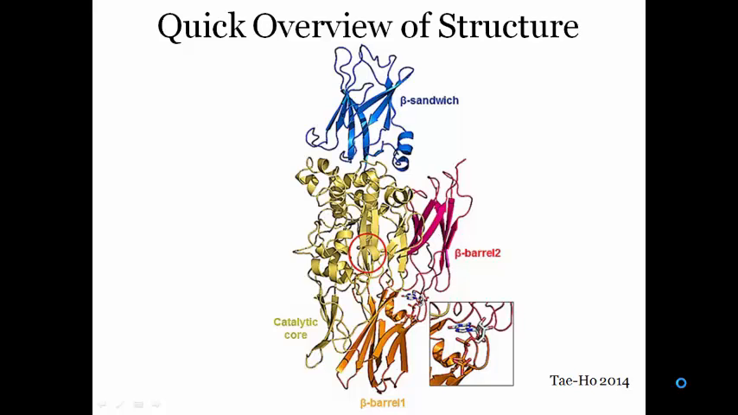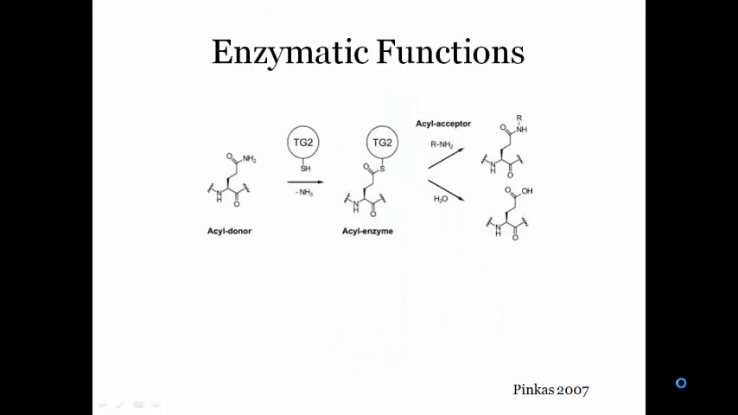There are also 2 C-terminal beta barrel domains. The yellow section of this particular figure is the catalytic core. This is the site of TG2's enzymatic functions. The main enzymatic function of TG2, as mentioned previously, is the calcium-dependent post-translational modification of proteins, notably acyl transfer reactions. A generic acyl transfer reaction is shown in this figure. This reaction is accomplished in 2 steps. First is the formation of a thioester bond with the enzyme's critical active site cysteine residue. Second, there is a transfer of the acyl intermediate to a nucleophilic substrate.